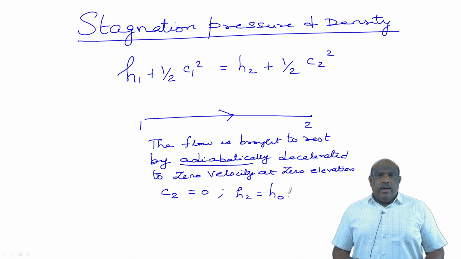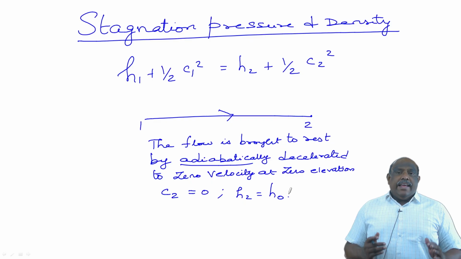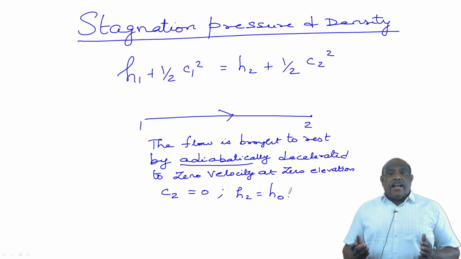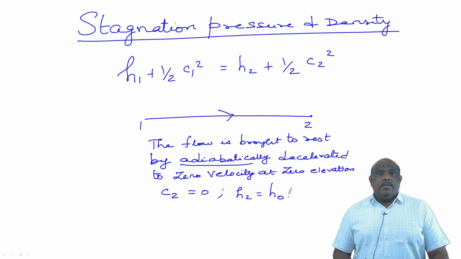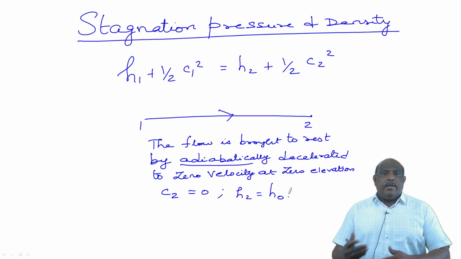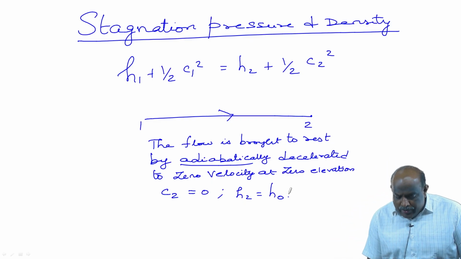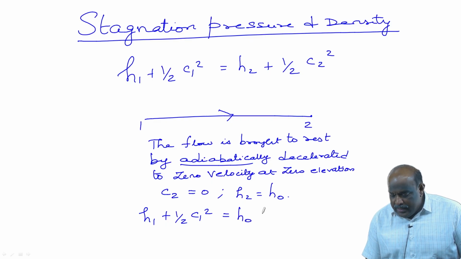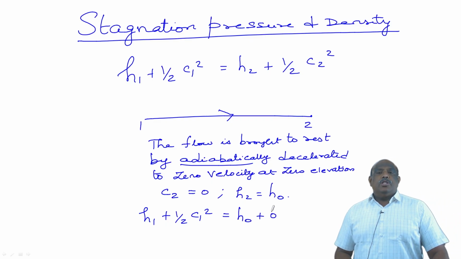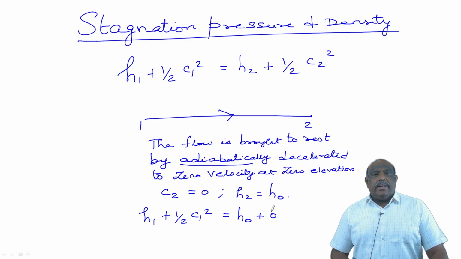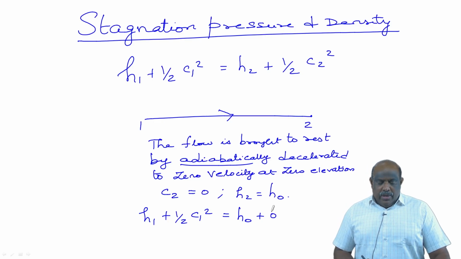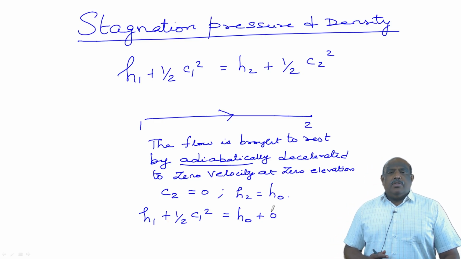These things we have already seen in the last class, but still it is important that we recall and find the difference between stagnation enthalpy, stagnation temperature and stagnation pressure. There is a difference between stagnation temperature and stagnation pressure. So H1 plus half C1 squared is equal to H0 plus 0. Why is it 0? So the right hand side becomes H0, equal to the left hand side, H1 plus half C1 squared.